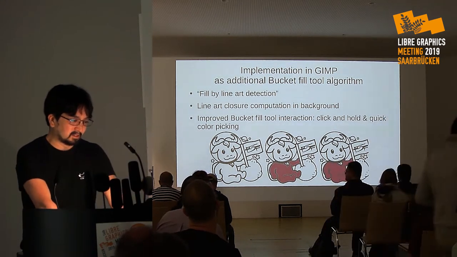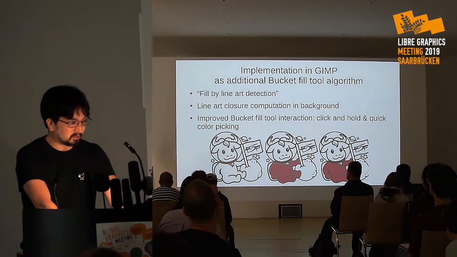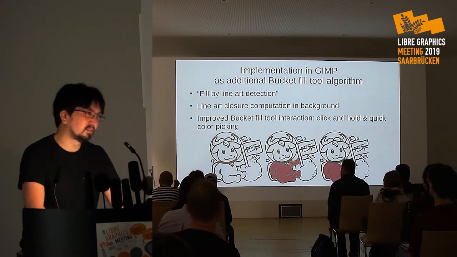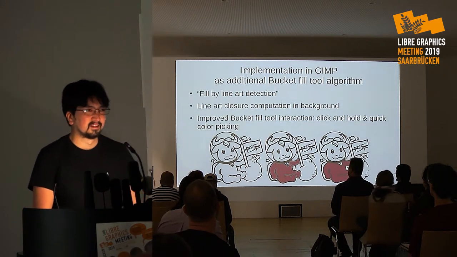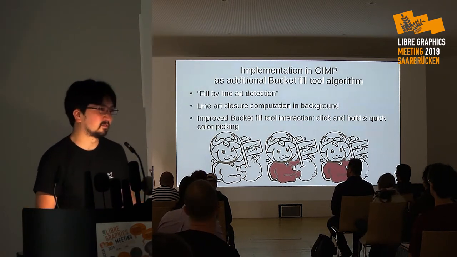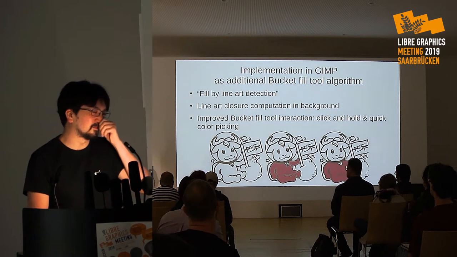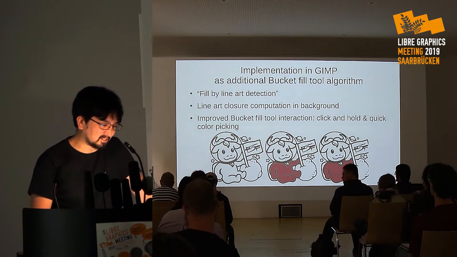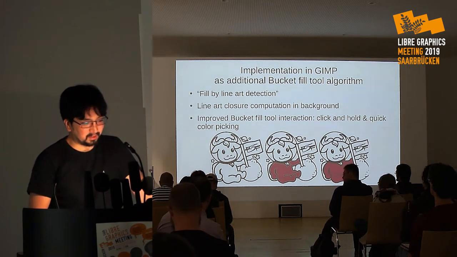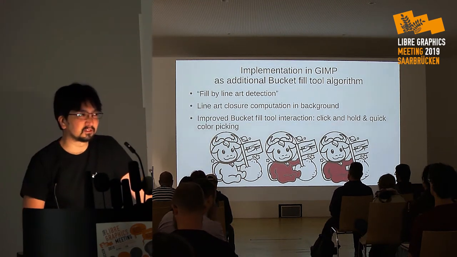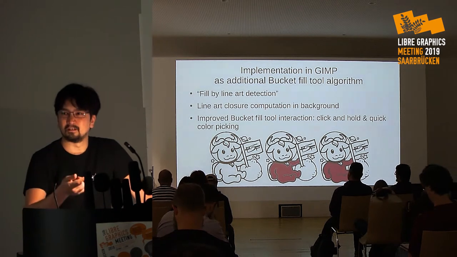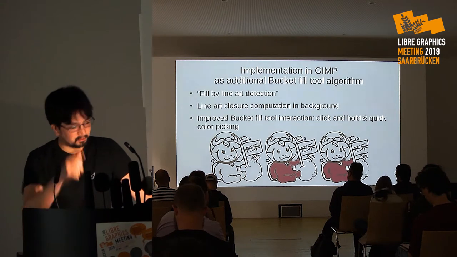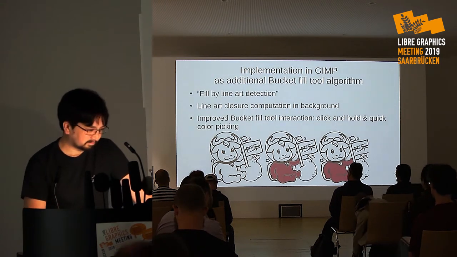So in GIMP, how I implemented this, I didn't make a new tool because I thought new tools are good, but when we can, it's better to not add so many new tools. Otherwise we get lost. So I decided to add a new option in the bucket fill tool. So there is a fill selection, the original fill by similar color, and we have the fill by line art detection.